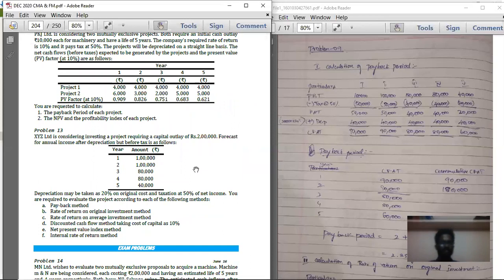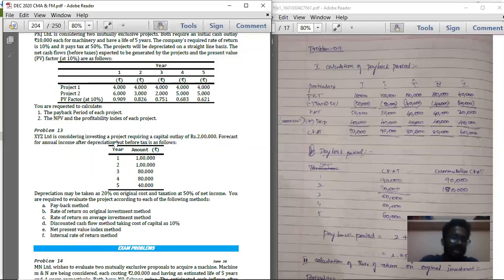XYZ Limited is considering investing in a project that requires a capital outlay of 2 lakhs. So the total capital investment is 2 lakh rupees. Forecast for annual income after depreciation but before tax is as follows. You should always use CFAT, that is cash flow after tax, for calculating payback period. Cash flow after tax is PAT, that is profit after tax, plus depreciation. Depreciation is a non-cash expense. From the profit you have deducted depreciation, but it is a non-cash expense, so you should add it back to the PAT, so that you get cash flow after tax, that is cash inflow after tax.